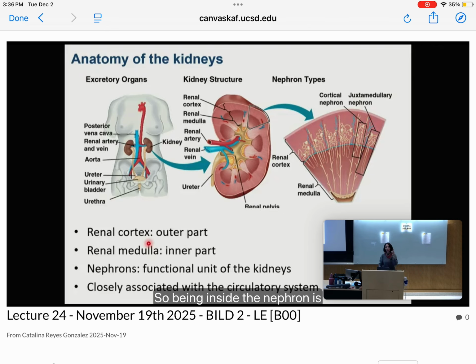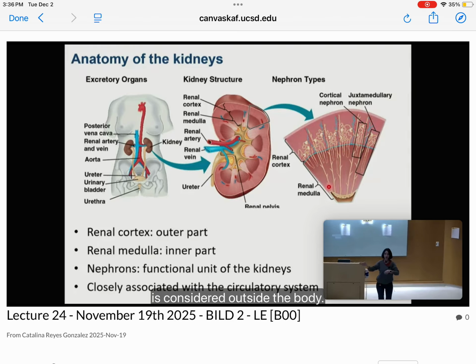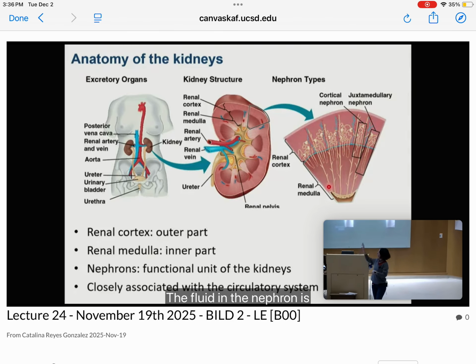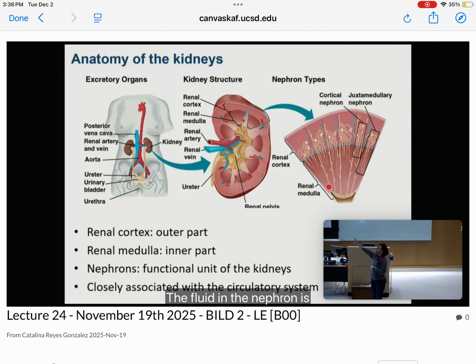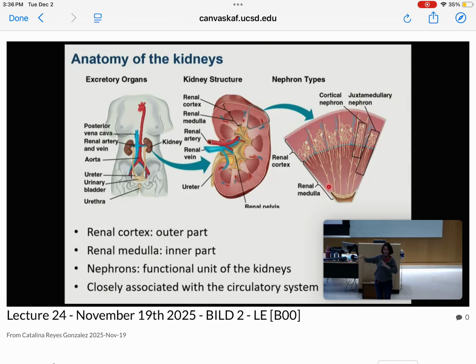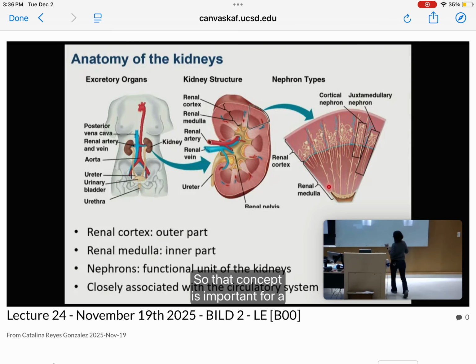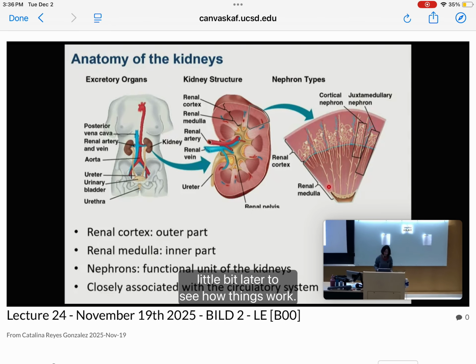So being inside the nephron is considered being outside your body. Same as the digestive system. Everything that is in your intestine is considered outside the body. The fluid in the nephron is considered outside the body. Okay? So just that concept is important for a little bit later to see how things work.